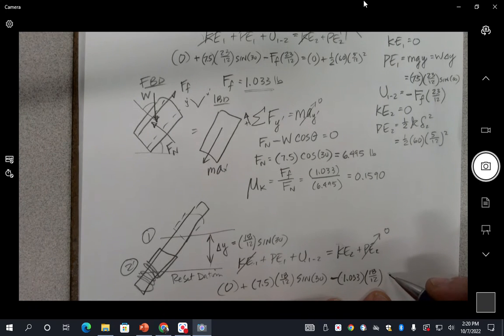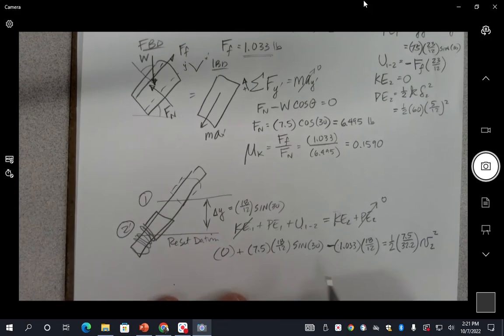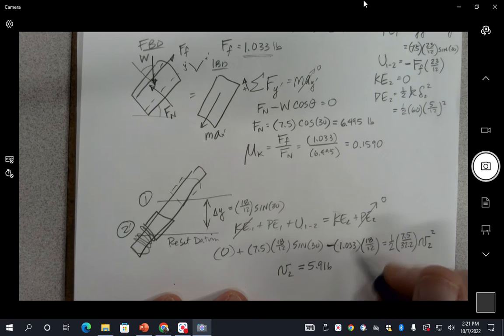And then it's going to be equal to, you have to be careful here, 1/2 m v squared. Remember, the weight has to be divided by 32.2 to get the mass. So just before it hits the spring, it's going to get 5.916 feet per second.